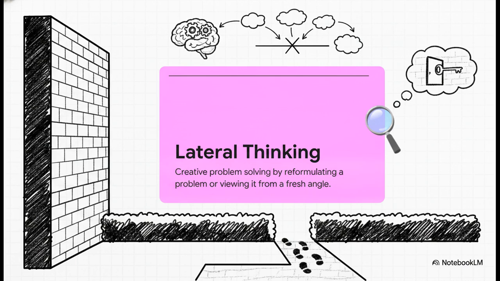Then we have lateral thinking, proposed by Edward de Bono in 1967. And this is truly a stroke of genius. De Bono taught us that sometimes the best way through an obstacle is simply to step sideways. Instead of pushing harder and harder against a brick wall, lateral thinking asks us to reformulate the problem entirely. It's a conscious effort to view a challenge from a completely fresh angle, bypassing traditional linear logic to find a creative backdoor to your solution.